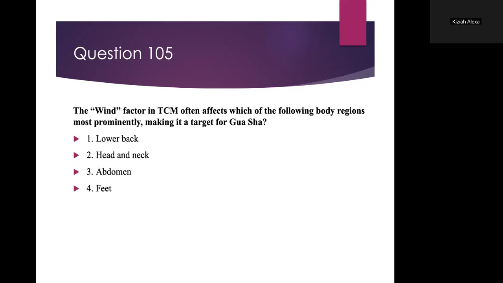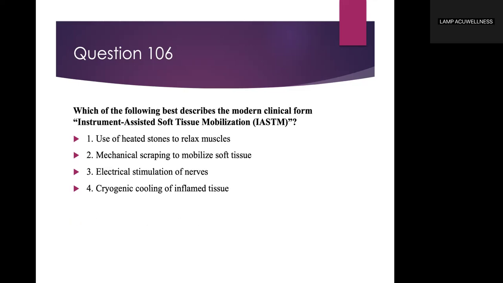The wind factor in TCM often affects which of the following body regions most prominently, making it a target for gua sha? Head and neck. Which of the following best describes the modern clinical form? Instrument-assisted soft tissue mobilization, IASTM. Mechanical scraping to mobilize soft tissue.